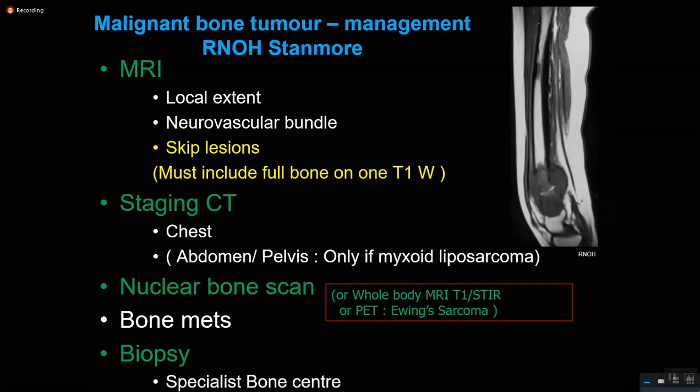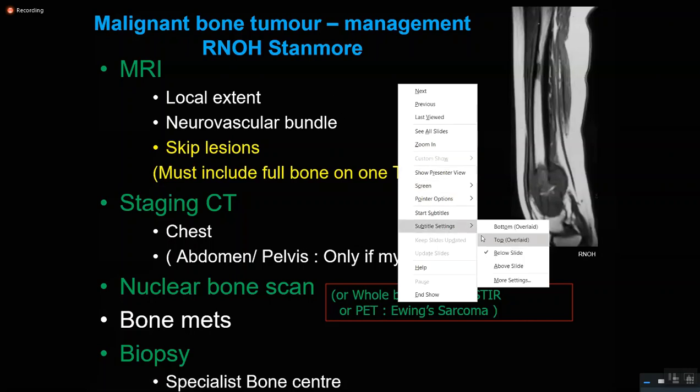Just a recap quickly: these are all VIVA questions, and for local staging you will do an MR if there is a tumor. One VIVA question is that you will do at least one sequence in which the whole bone is covered. For example, if there is a tumor in the distal end of the femur, you have to do one sequence covering the whole length of the femur till the hip joint. The rationale is to pick up any skip lesions.